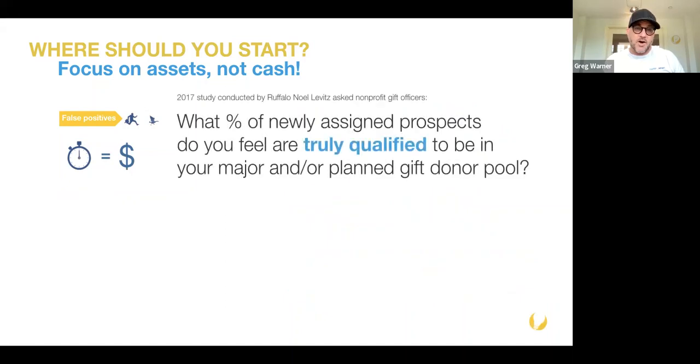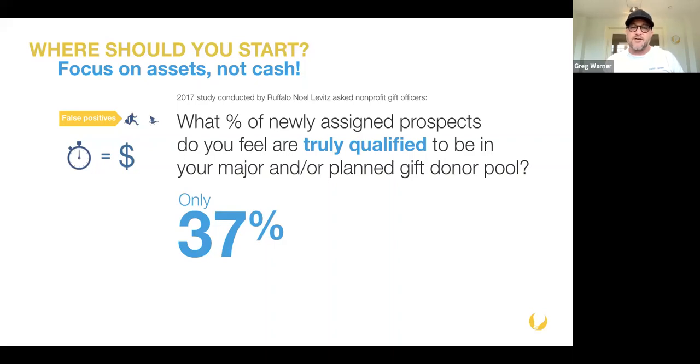Now, going back to that RNL study that I showed at the very beginning, they asked in that study, what percent of newly assigned prospects do you feel are truly qualified to be in your major or planned gift donor pool? And what they found was it's only a little more than a third. So the way I look at this is that almost two-thirds of the assigned prospects are actually wasting gift officer time. It could be as much as that. Maybe you want to be generous and say half, but time is money.